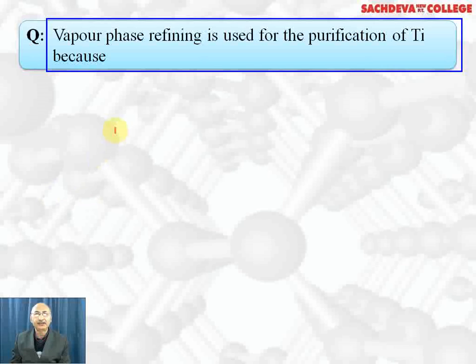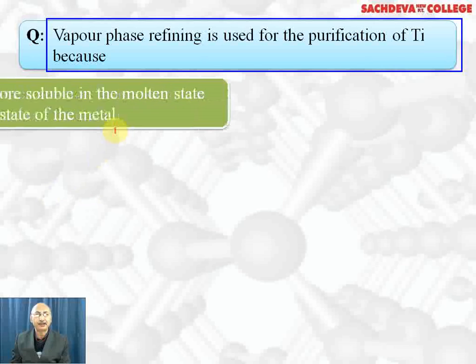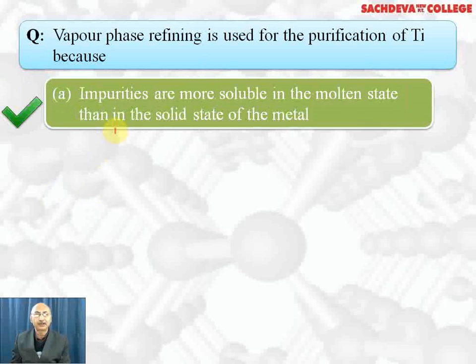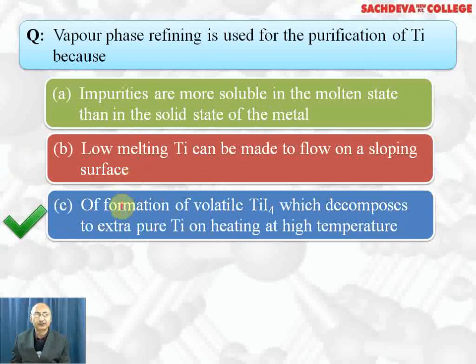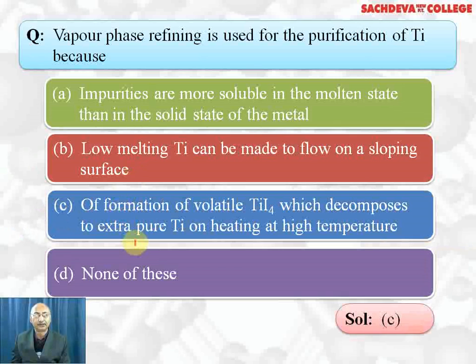Vapor phase refining is used for purification of titanium because impurities are more soluble in molten state than in solid state of the metal. No. Low melting titanium can be made to flow on the sloping furnace. No. The formation of volatile TiI4, which decomposes to extra pure titanium on heating at high temperature, is correct. None of these is not correct. C part is the correct answer.